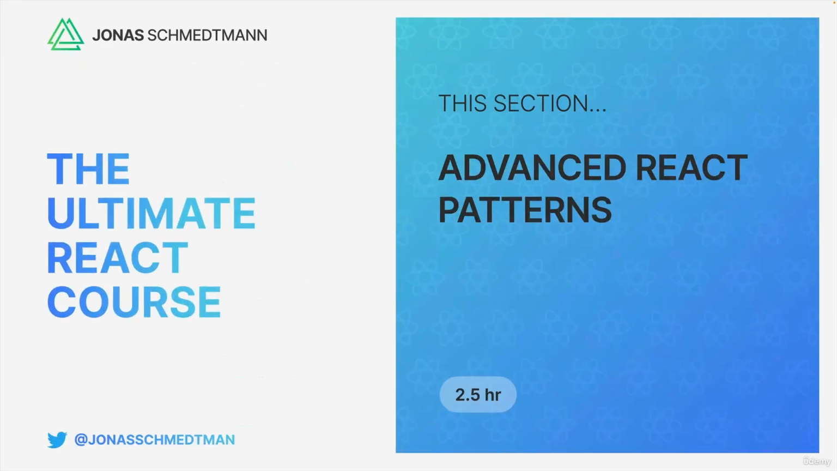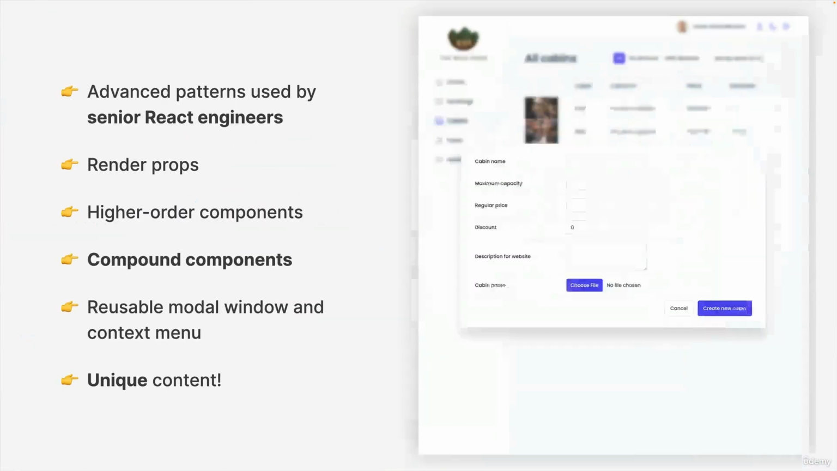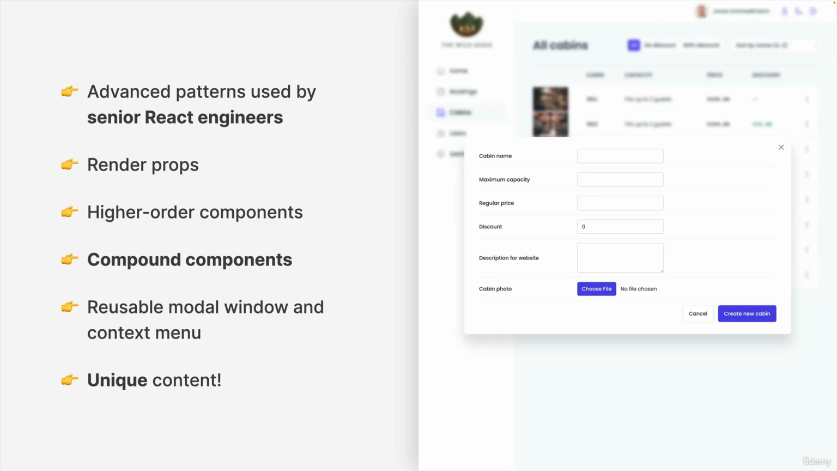Welcome back to yet another section that I'm extremely passionate about. And this one is all about advanced React patterns that are used by senior React developers in the most professional code bases. So, in particular, you're gonna learn about the render props pattern, higher order components, and my personal favorite, the compound component pattern. And we're gonna use this last one to build a few incredible components for our project, such as a reusable modal window and a context menu.